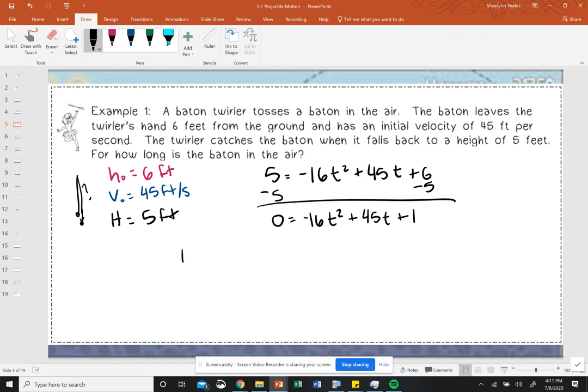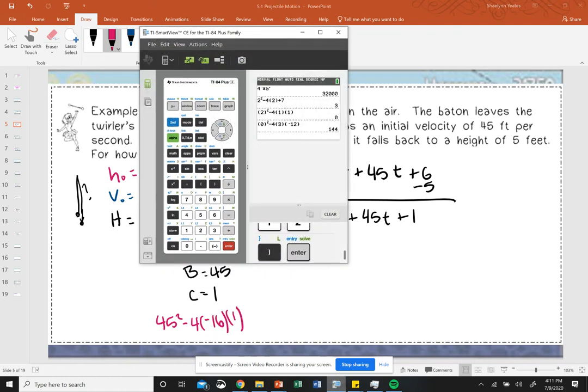So we're going to find a, b, and c. So a is negative 16. B is 45. And c is 1 in our equation with the 0, right? Okay. And then we're going to find the discriminant. So we're going to do 45 squared minus 4 times negative 16 times 1. So we do 45 squared minus 4 parenthesis negative 16 parenthesis 1 close parenthesis enter. We get 2089.